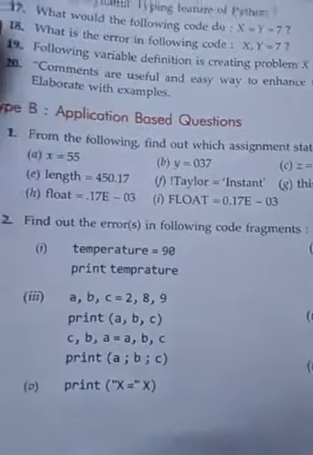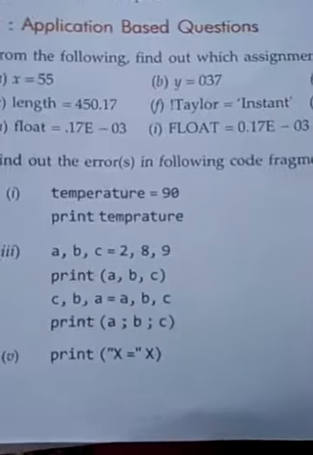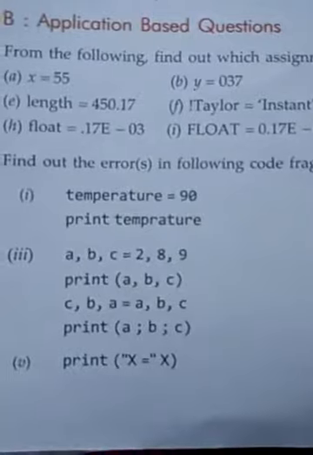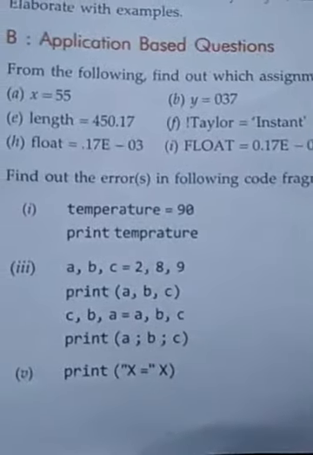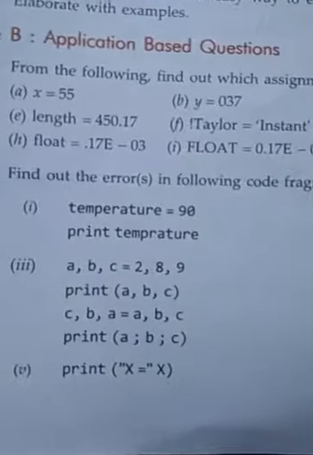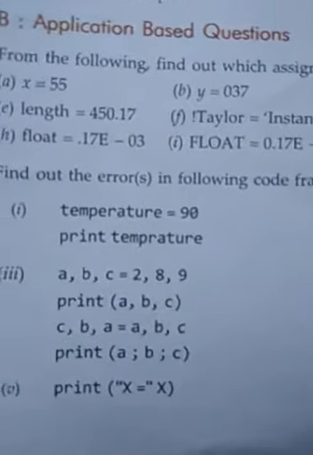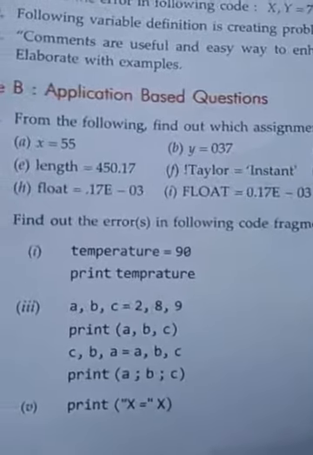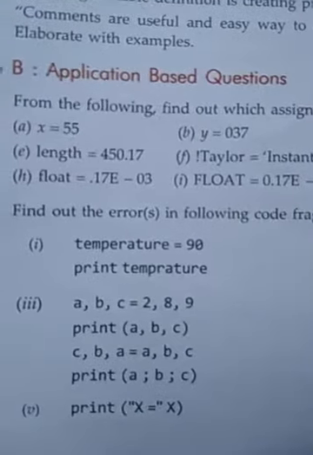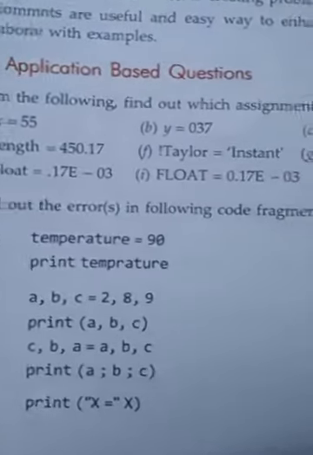Now these are some unsolved questions from the exercise. Find the error in the following code fragments. First, Number first, temperature = 90, and we are printing the temperature, print temperature. So we have to tell what the error is in this statement. There is an error in the second statement. The variable temperature should be inside parentheses in the print statement because print is a function.